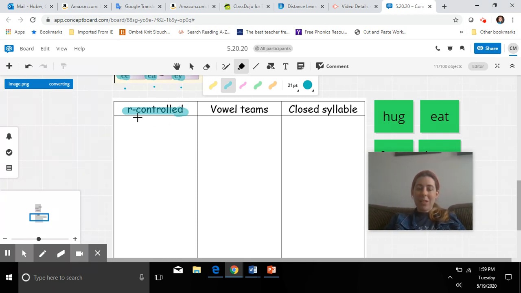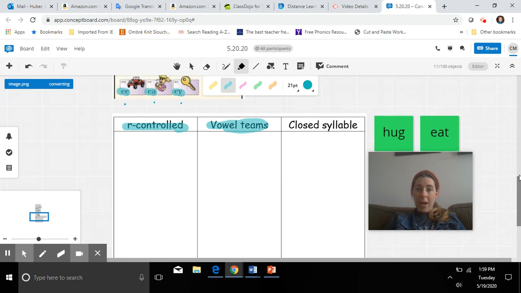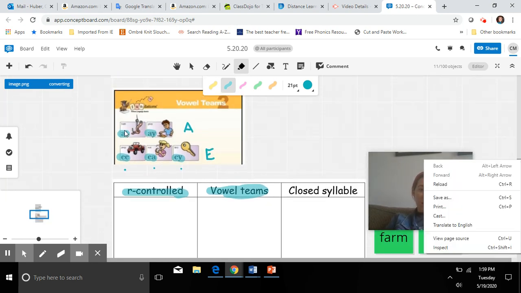And I know that's a big word, that's r-controlled. That's what we practiced with A-R, E-R, I-R, U-R, O-R. Those words with a vowel that is followed by the letter R. Okay, we practiced those sounds. The next column will say vowel teams. And that is what we have practiced today with our vowel team chart here.